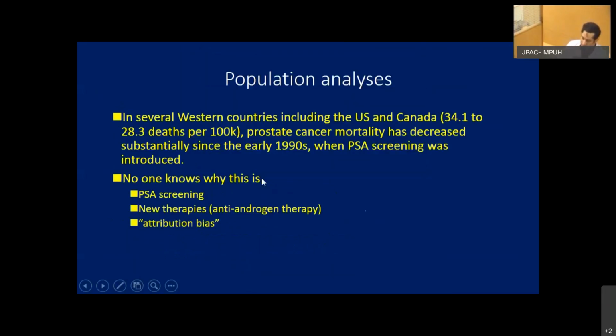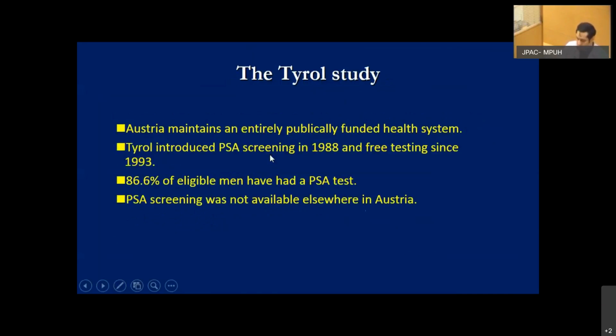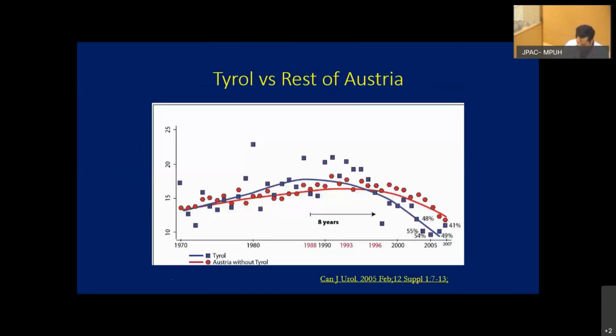And there was a population analysis. The most commonly quoted study is the Tyrol study of Austria. Again, Austria did not have a PSA screening program before that. The Tyrol County of Austria introduced PSA screening in 1988, and there was free screening since 1993. And 86% of the eligible men of that county were screened. So what happened? Initially in the 1970s and 1980s, the incidence was quite similar. After the screening was introduced, the blue is the Tyrol County, the mortality of prostate cancer started going down significantly as compared to that of the rest of Austria.